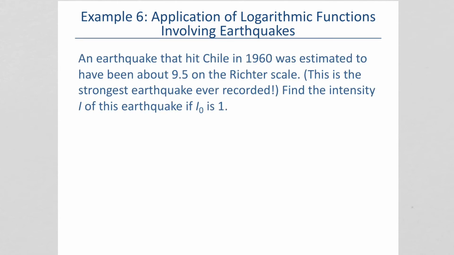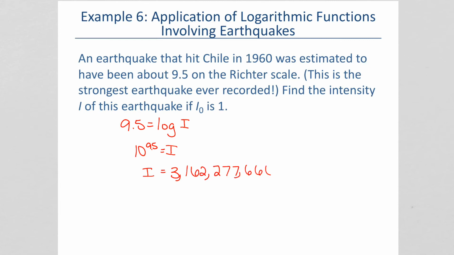An earthquake that hit Chile in 1960 was estimated to have been about 9.5 on the Richter scale. That's the strongest earthquake ever recorded. Find the intensity of this earthquake if I naught is 1. So we'll just do the same thing we did on the previous example. 10 to the 9.5 will give us I. That's 3,162,277,660. Would not want to have been there.